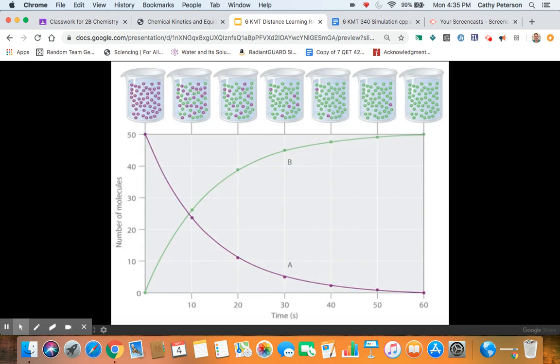In this graphic here, I have a beaker of these purple molecules, let's say they're the reactant A, and they are changing with time into the product B, which are green. If you look at this graph, you can see that the number of purple molecules of A are reducing with time, and the number of molecules of products start at 0 and then increase with time.